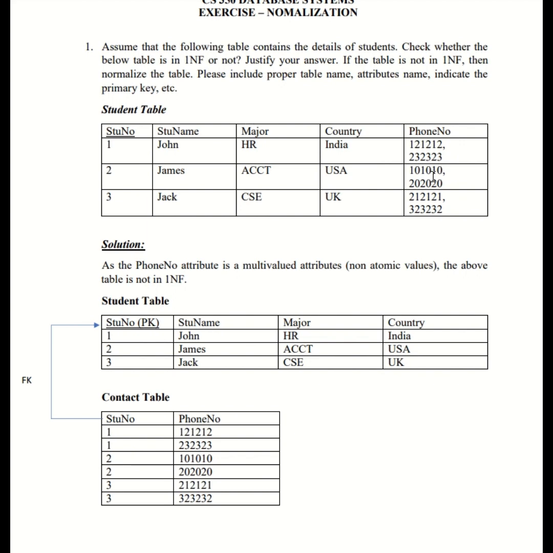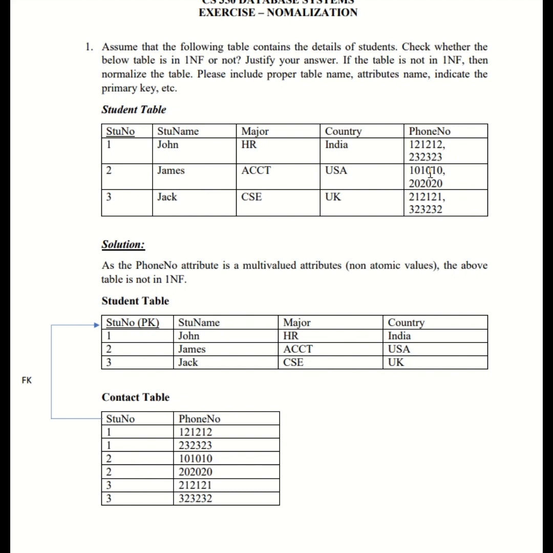Look into the attribute phone number. It is a multi-valued attribute, which is called a non-atomic attribute. If a table is in first normal form, then all its attributes should be atomic attributes. But here, phone number is a non-atomic attribute. So, this table is not in first normal form.